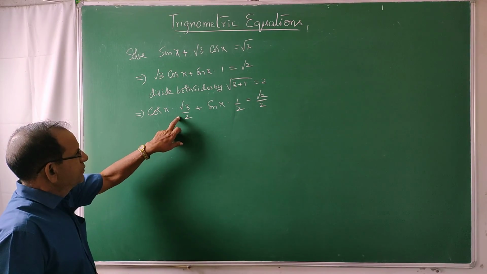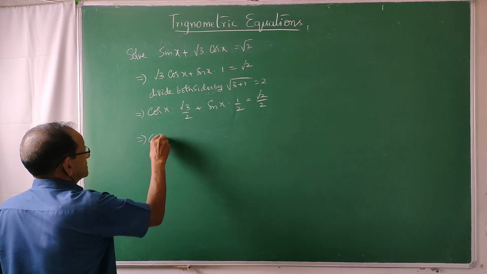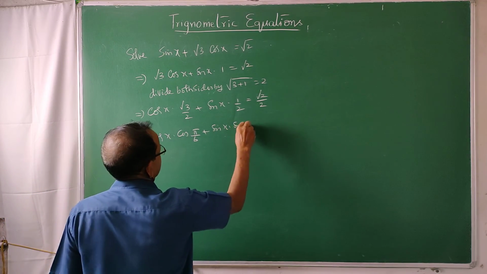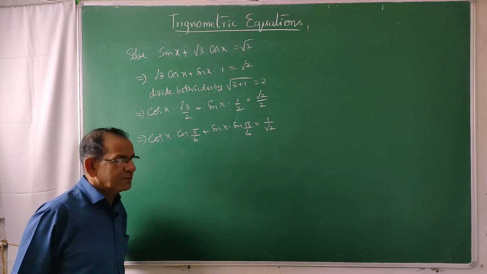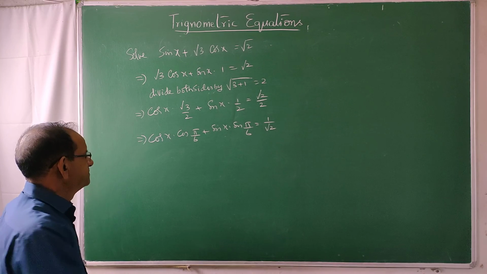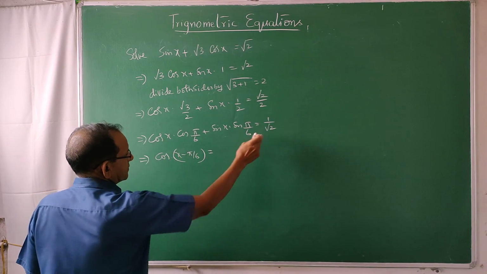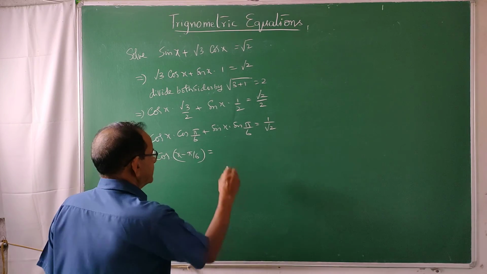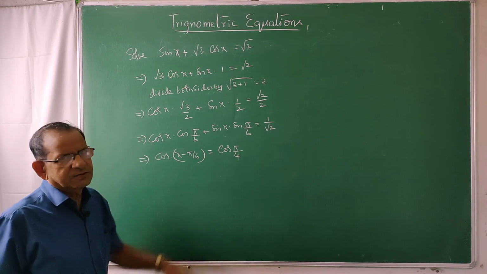Now for root 3 by 2, you can write cos 30 degrees. That implies cos x into cos pi by 6 plus sin x into sin pi by 6 is equal to 1 by root 2, because root 2 by root 2 is 1 by root 2. Now it is in the form of cos a cos b plus sin a sin b, cos a minus b, that is cos x minus pi by 6 is equal to, for 1 by root 2 you can write cos 45, because on the left side it is cos, so it should be cos on the right side also, cos pi by 4.